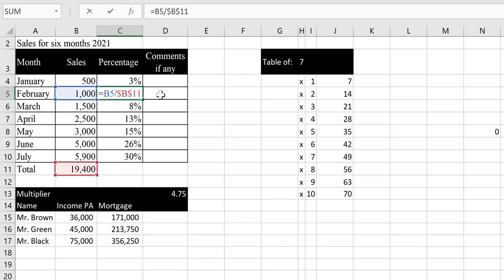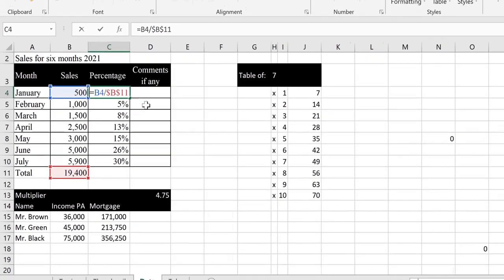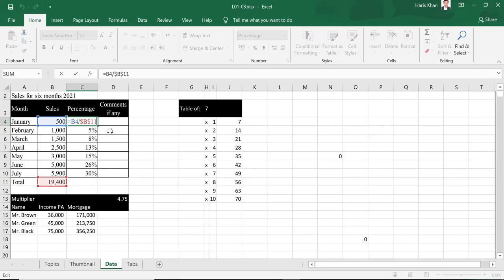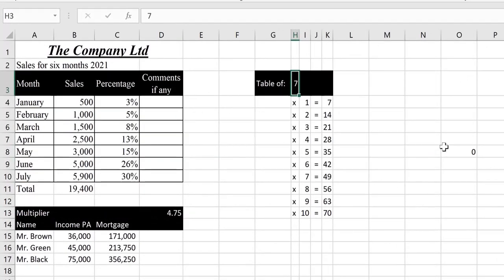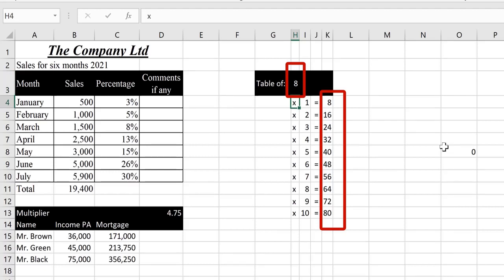So F5 means 1000 divided by 19,400, 1500 divided by 19,400, 2500 divided by 19,400, and so on. In this way we have frozen the cell B11, made it absolute, and resolved the error. In our example, if we replace 7 with 8, we can get the table of 8, and if 8 is replaced with 9, we can get the table of 9.